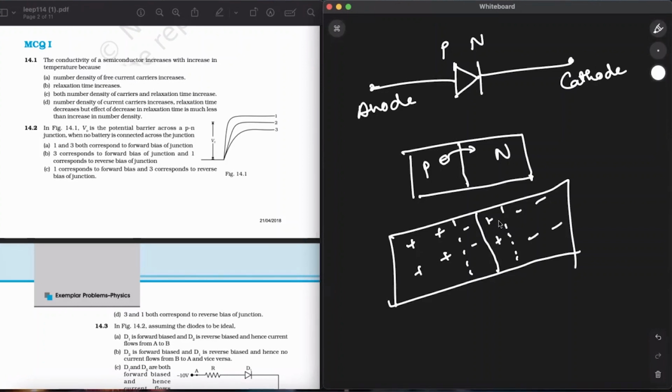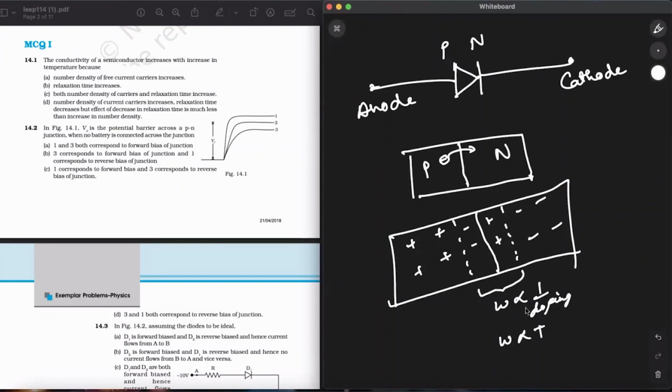Okay, so the width of this depletion layer, W, is inversely proportional to the doping. Also, this depletion width W is directly proportional to temperature. That is also important. It is directly proportional to temperature.